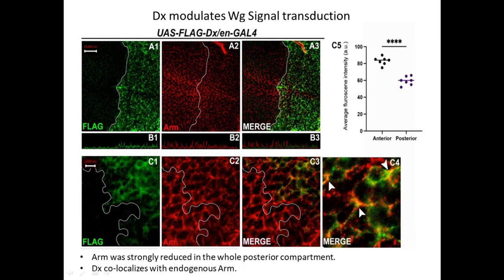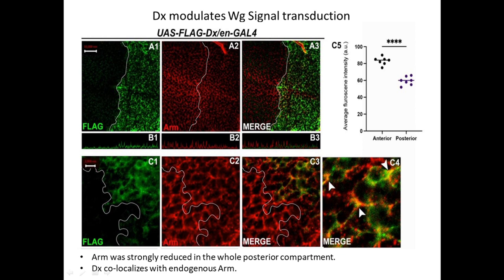Deltex co-localizes with endogenous armadillo. Image C1 shows the expression of flag-tagged Deltex in posterior region. Image C2 shows the expression of armadillo in anterior as well as in posterior region. Image C3 shows the merged version of image C1 and C2.